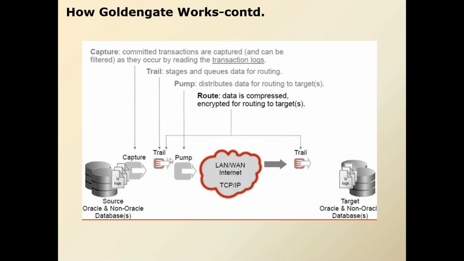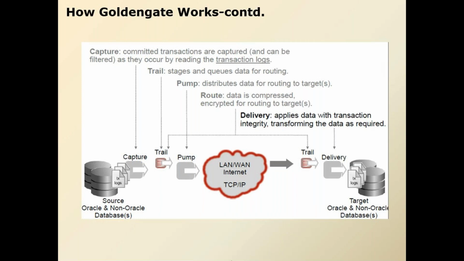So trail files residing on the source database system are called local trail. Trail files residing on the remote or target database system are called remote trail file. Once the data becomes available into the remote trail file, there is the GoldenGate Replicat process, or delivery process, which applies the data to the target database.